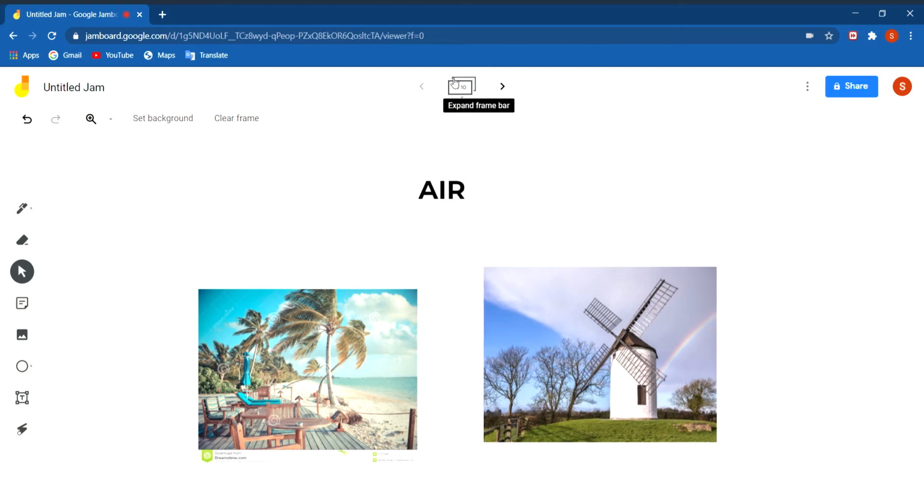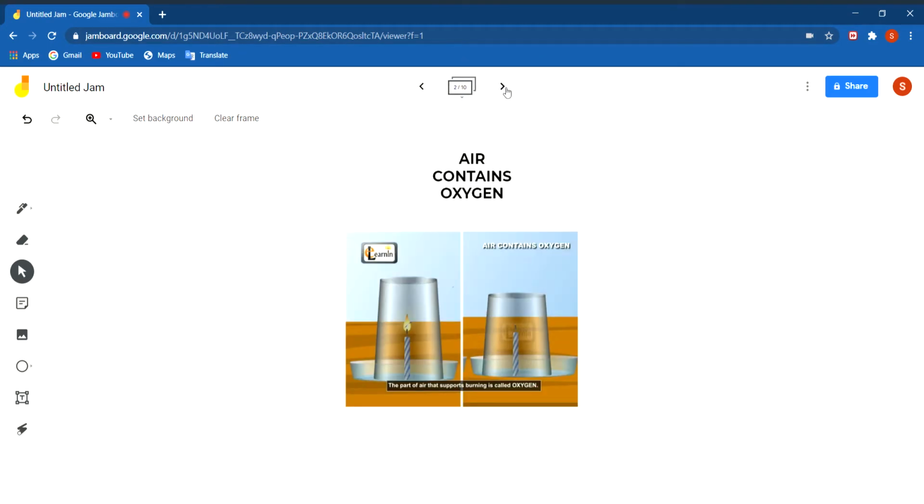Now we shall read activities to show the presence of each component of air. We shall start with oxygen, that air contains oxygen. You know, oxygen is a gas that supports burning. So to prove that air contains oxygen, we will take a lighted candle, as you have seen in this figure.